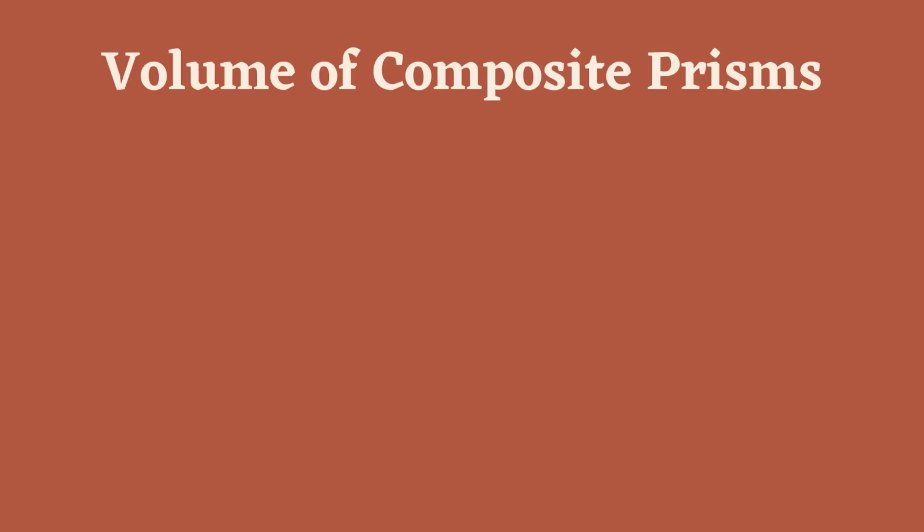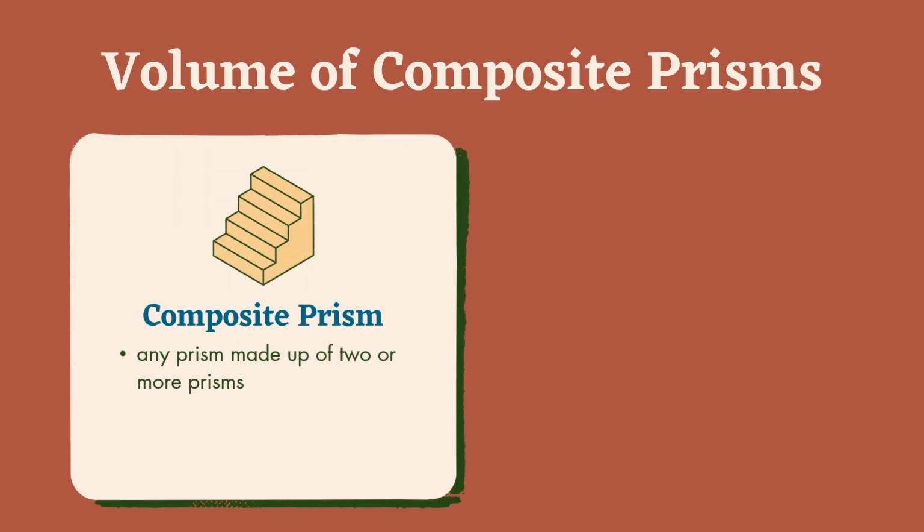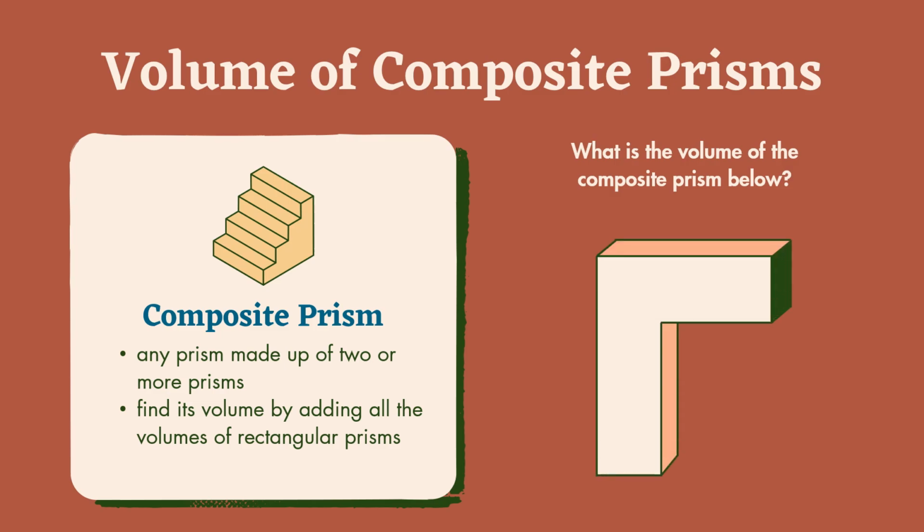Since we already know about the volume of the rectangular prism, now let's proceed to study the volume of composite prisms. What is a composite prism? A composite prism is any prism made up of two or more prisms. You are going to find its volume by adding all the volumes of the rectangular prisms. Like for this example, what is the volume of the composite prism below?